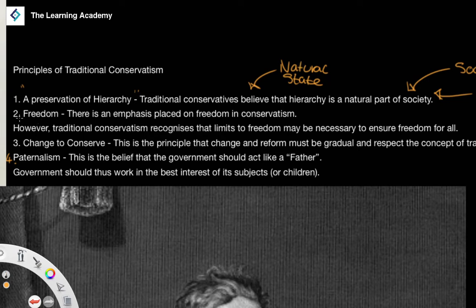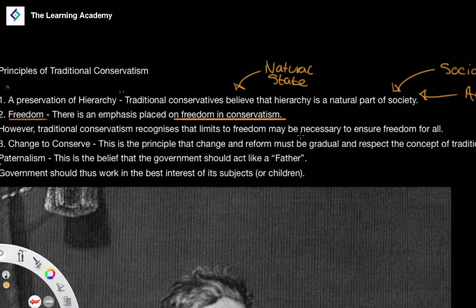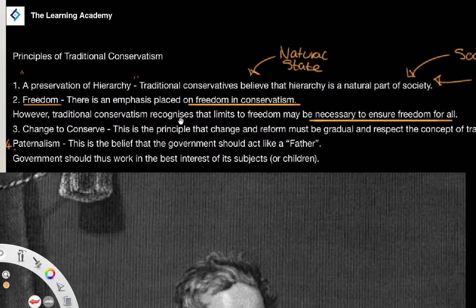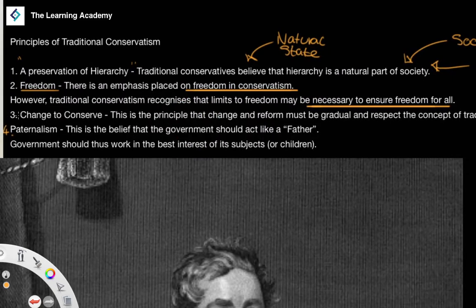The second principle is one that is a little bit related to that of liberalism, and this is the concept of freedom. Okay, there is an emphasis placed on freedom when it comes to conservative thought. So the key difference is that while there is an emphasis placed on freedom, traditional conservatism recognizes that limits to freedom may be necessary to ensure a kind of freedom for all. And we will look at some examples of that when we explore some more modern versions of conservatism.